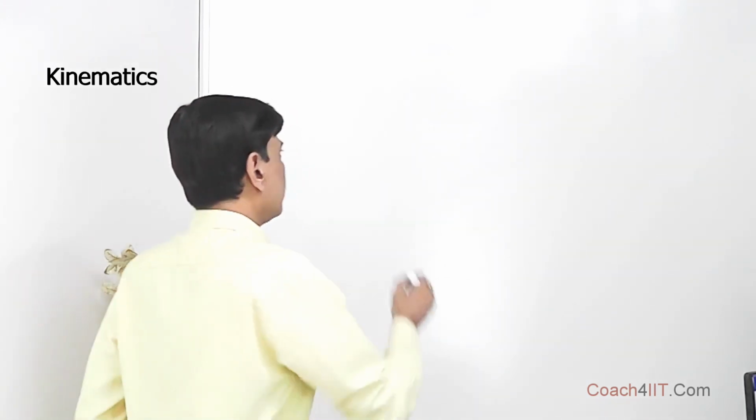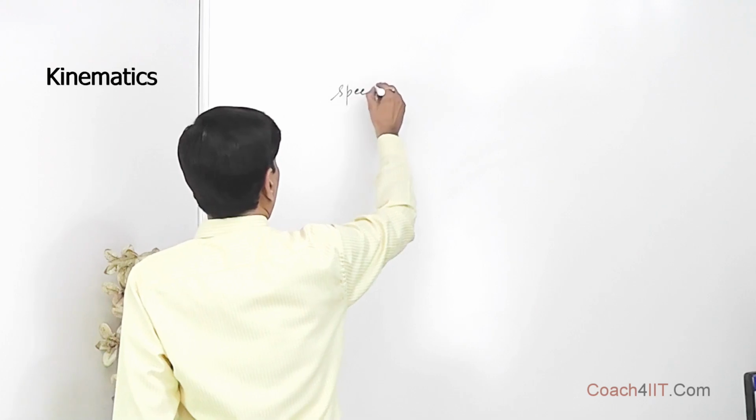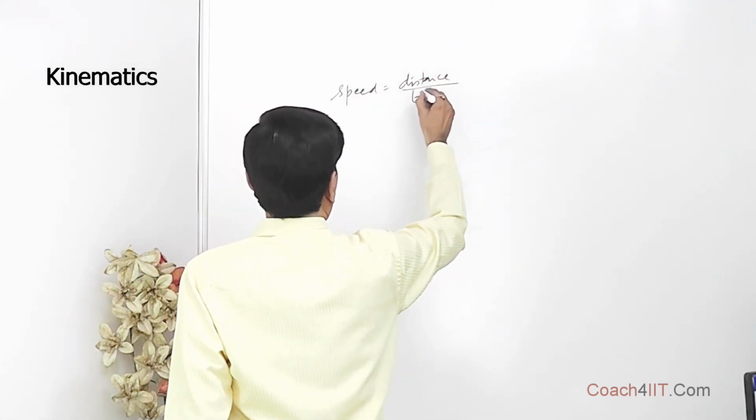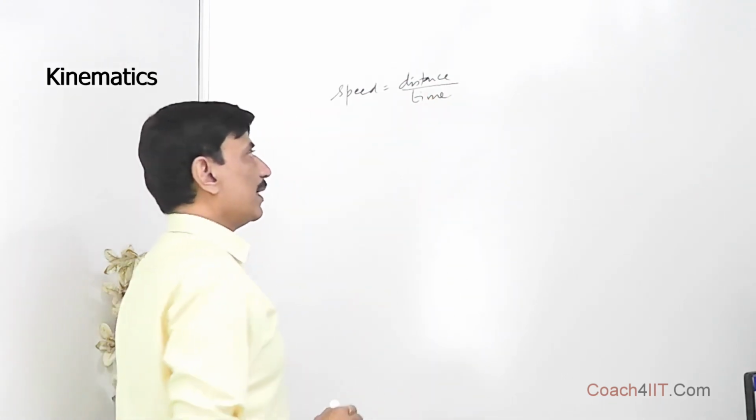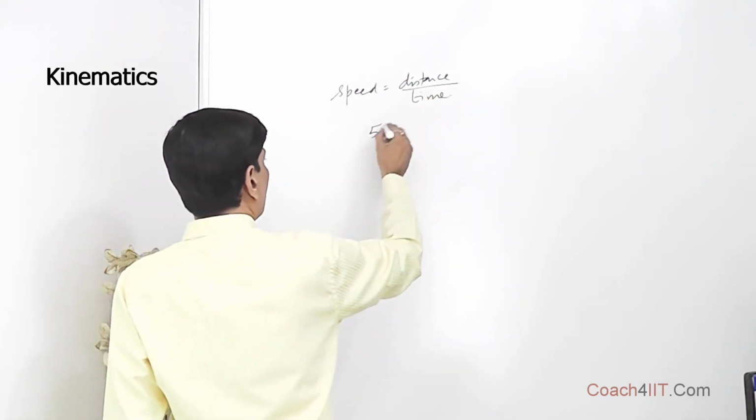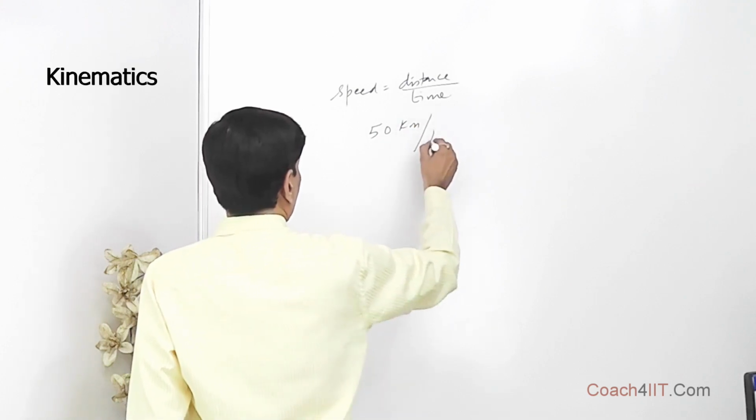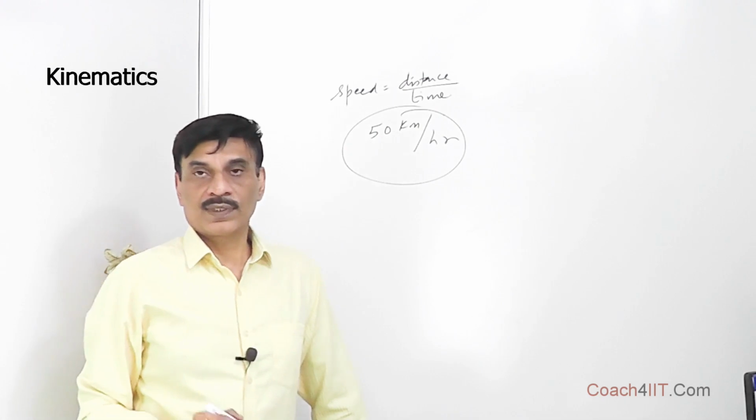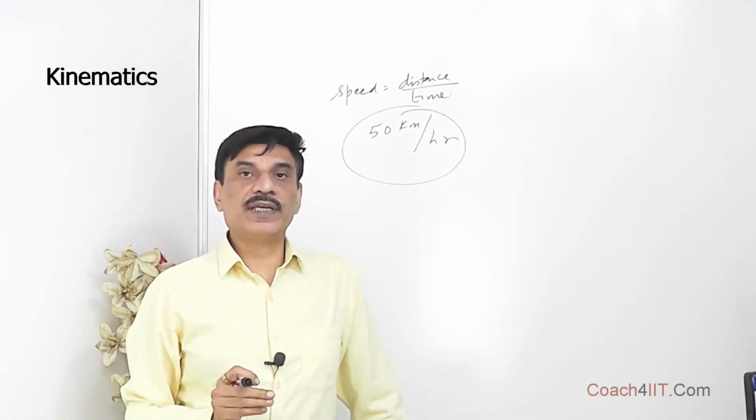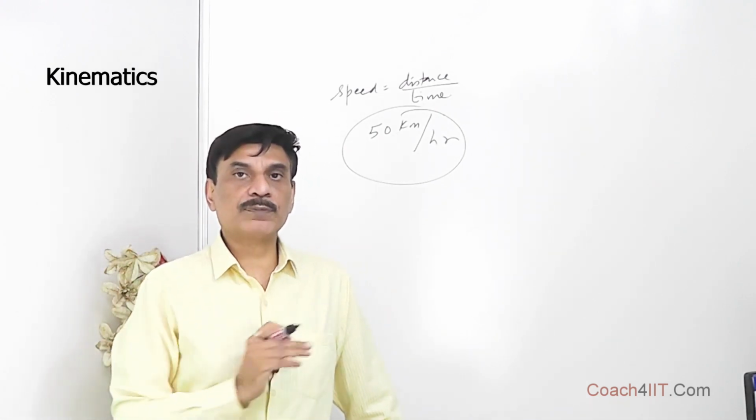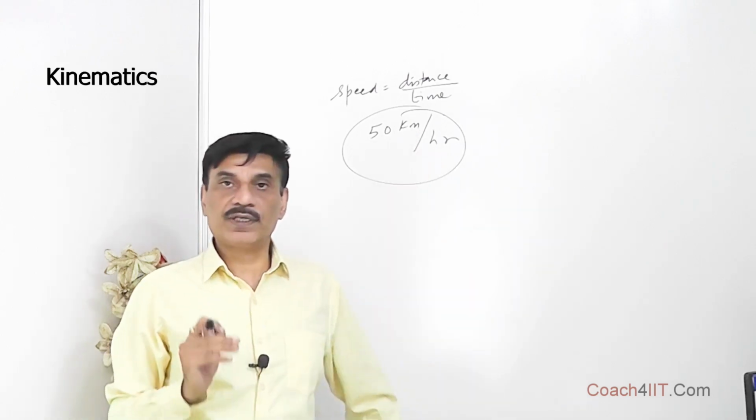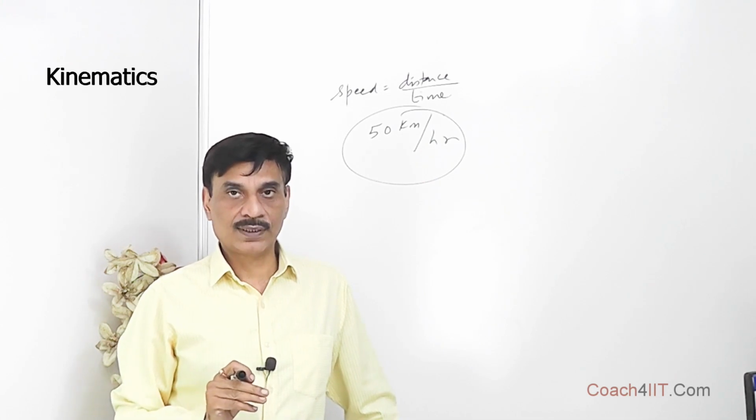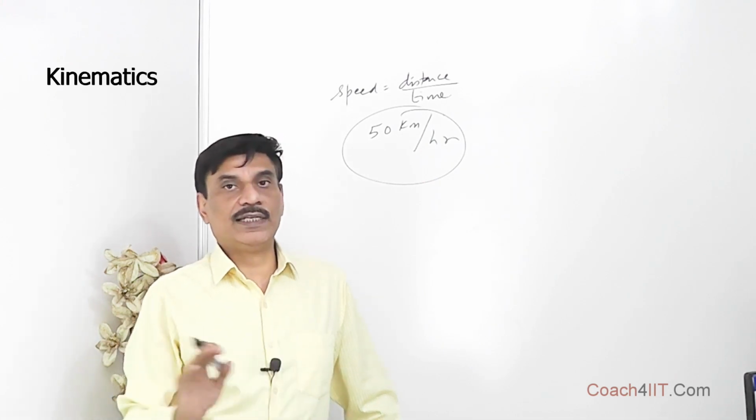Then we say speed. Speed is distance upon time. Let's say when we say it is 50 km per hour, it is not necessary that the body has to move for 1 hour. It means if the body maintains this speed for 1 hour, this person will travel 50 km in 1 hour. Speed doesn't have any direction.